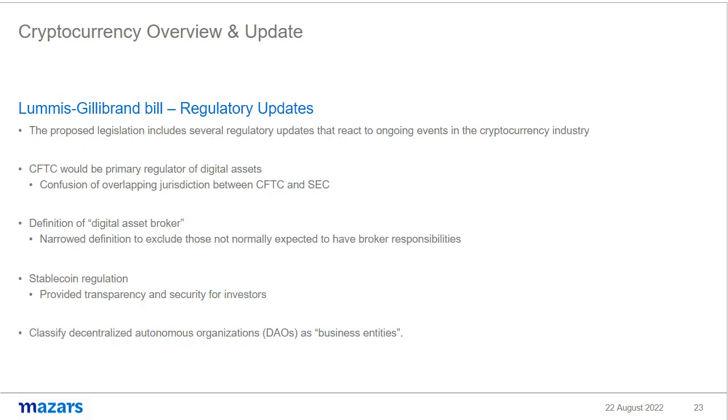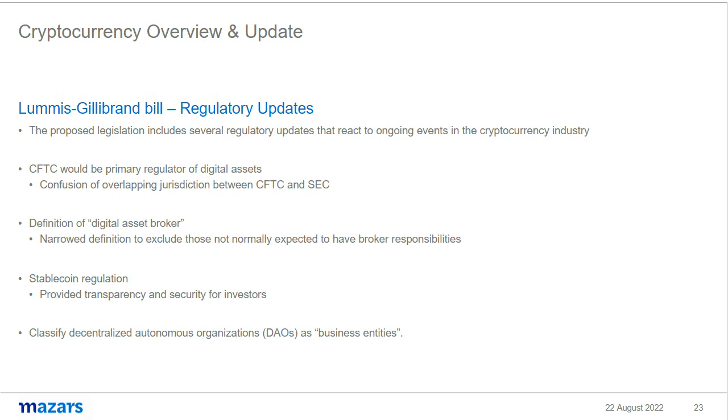So with that, I'll turn to a few proposed regulatory updates that are worth mentioning in addition to the tax measures. Some of these are due to obvious regulatory needs that are missing from the digital asset industry, and others are seen as a reaction to ongoing industry requests.